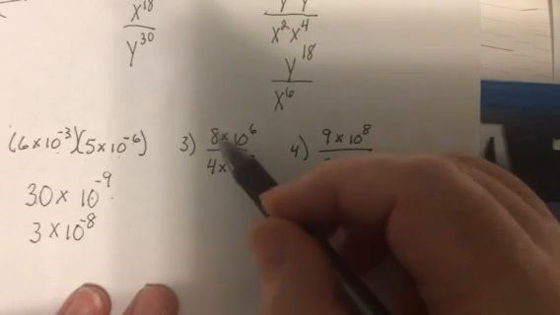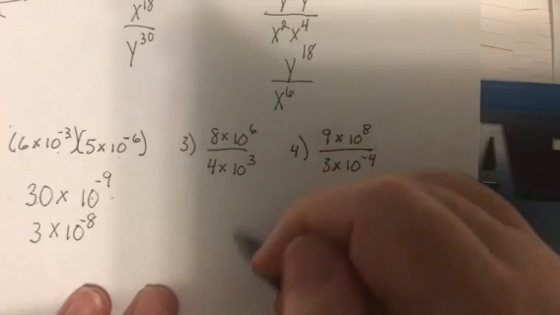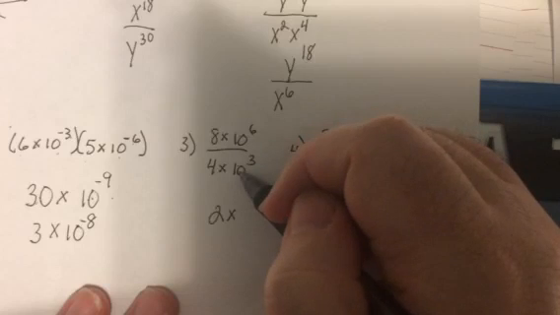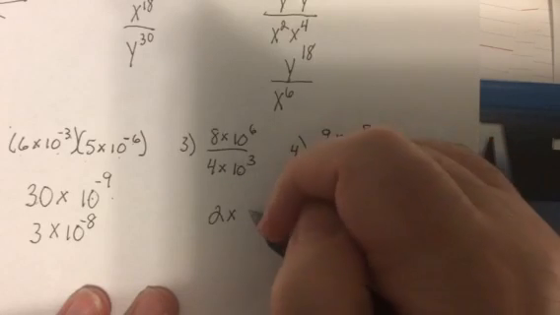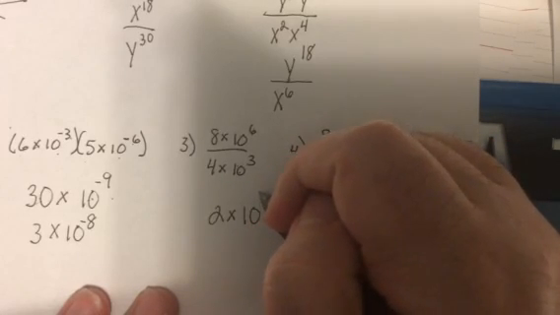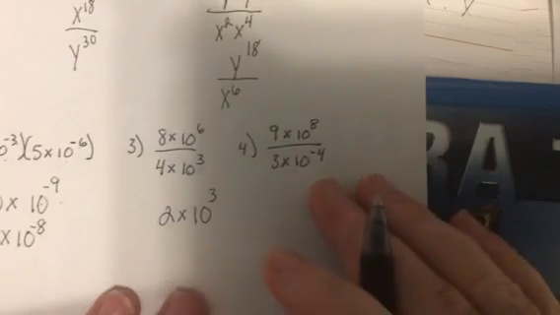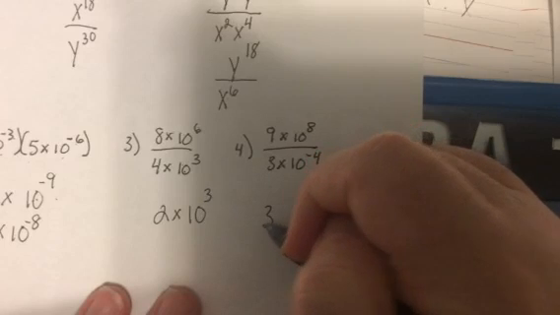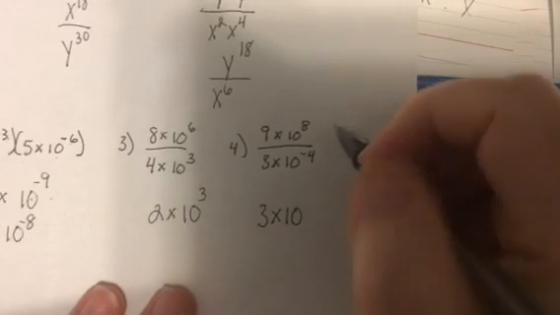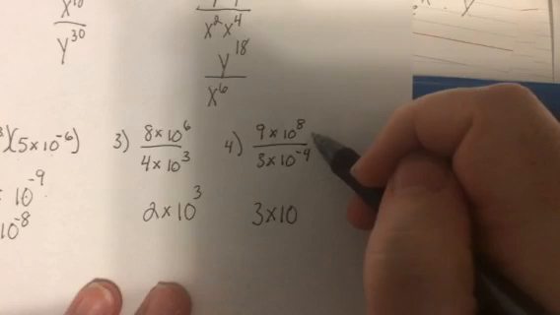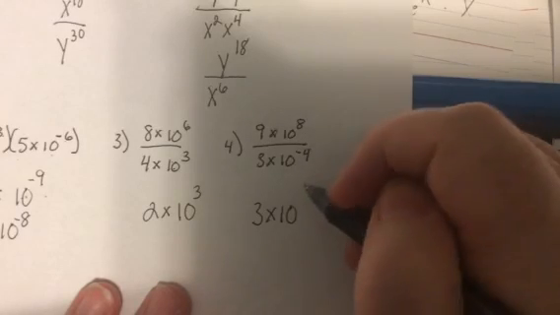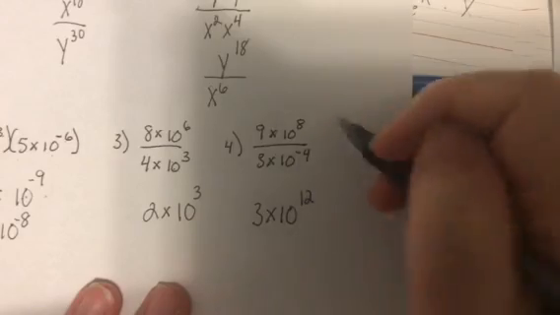Well, when you're dividing, you divide the 2. That's 8 divided by 4 is 2. Then when you divide two things with the same base, you subtract the power. So that would be 10 cubed. Now this would be 9 divided by 3 is 3. And then when you divide two things with the same base, you subtract the powers. 8 minus a negative 4 would be 12, because minus a negative is plus.